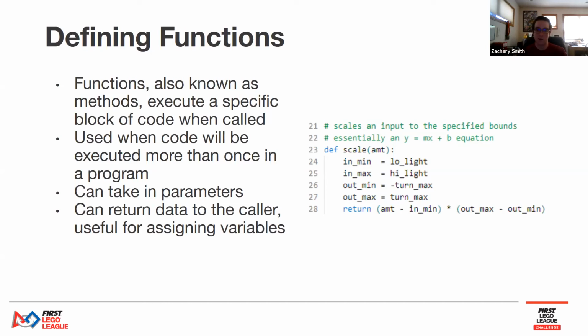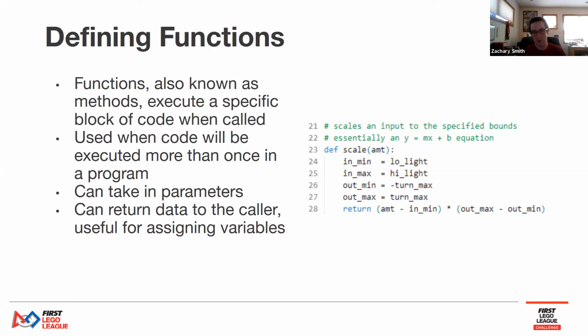In this case, what I could do is have a variable declared as my scale amount, and that's going to be equal to scale. In the parentheses, I could supply the gyro. I could supply the light sensor value, which is what I am doing in this case. And then depending on what that amount is, I can return a specific amount of data.